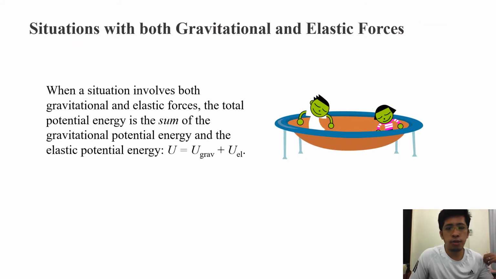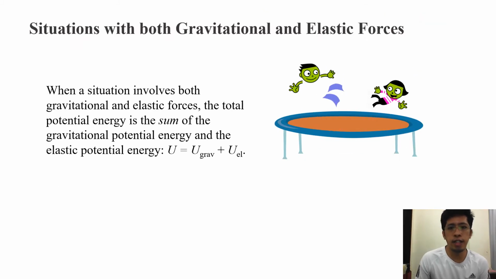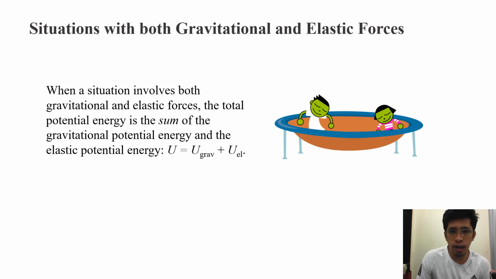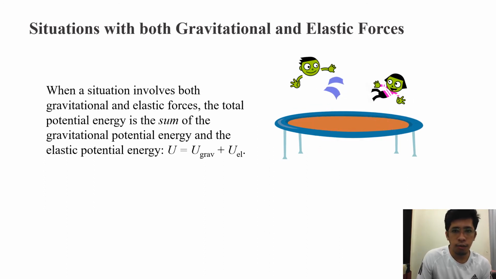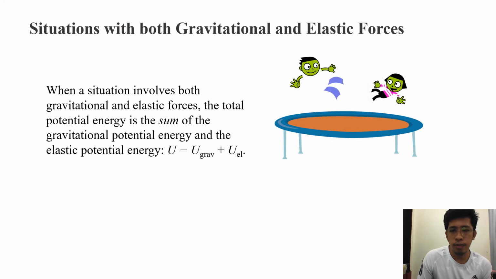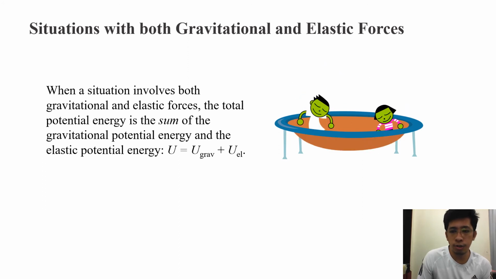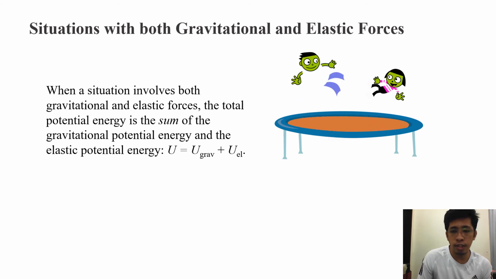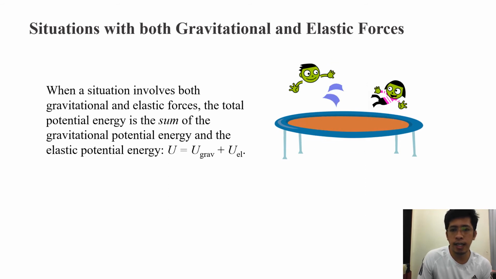Now, there are actually situations wherein both your gravitational and your elastic forces are present. Like, say, for example, we have here a trampoline. When you play with a trampoline by jumping on it, you're stretching the trampoline. But you observe that once you stretch it, the trampoline returns to its original shape. Thus, your trampoline is an elastic body.